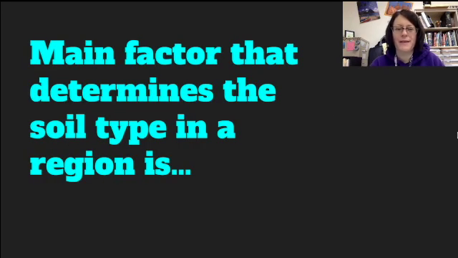So the main factor that determines soil type in a region, now we talked about a few factors in the last video. They were climate, slope of the land, parent rock material, type of vegetation, and time. The most important of those factors is in fact climate. And you may have gotten that from the fact that when I showed you those different soil profiles at the end, they all were from different climate zones.